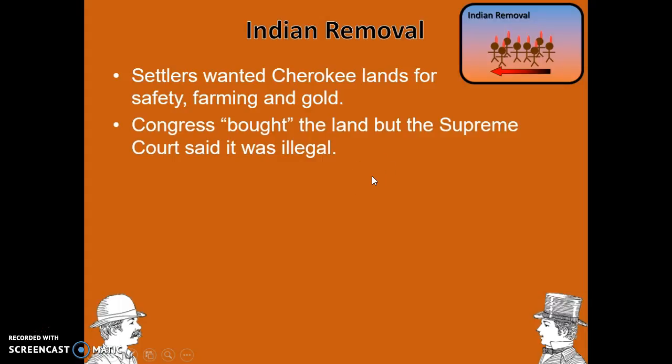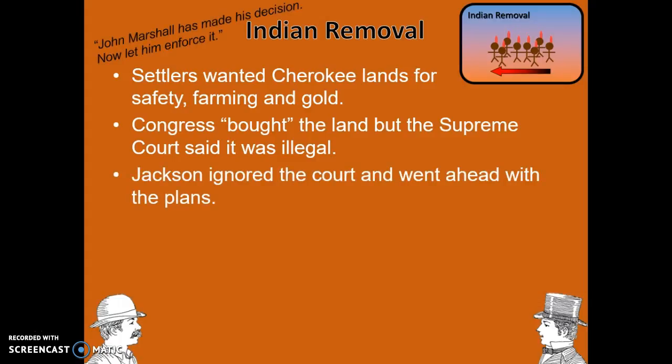Now, he said that Congress would buy the land, but the Supreme Court said, oh no, wait a minute. You have an agreement with the Indians. You can't buy the land. That's unconstitutional. Jackson ignored the court, and this was a court case called Worcester versus Georgia. And he went ahead with the plans anyway.